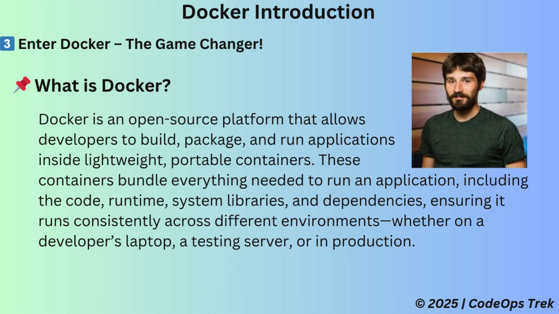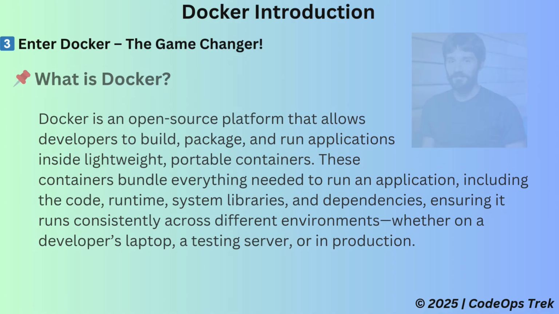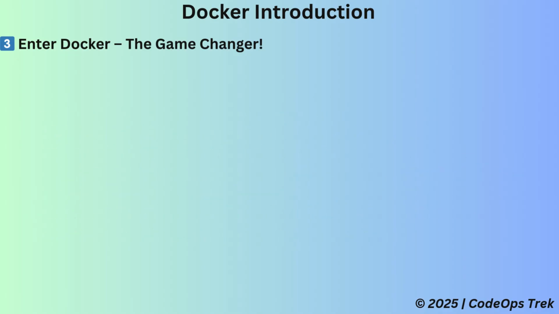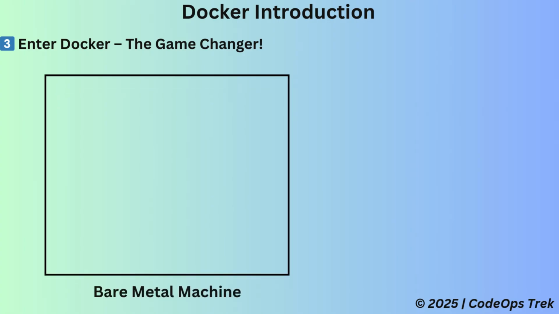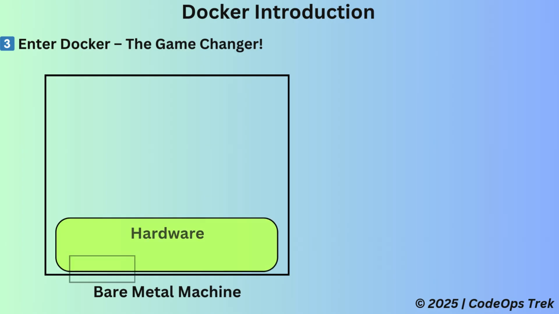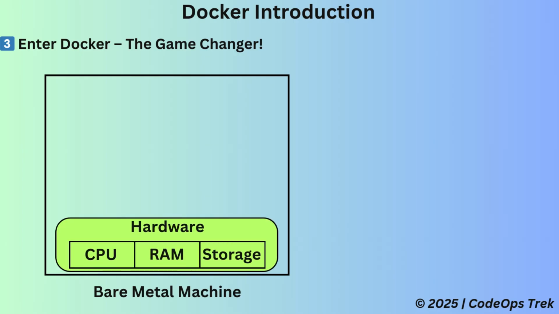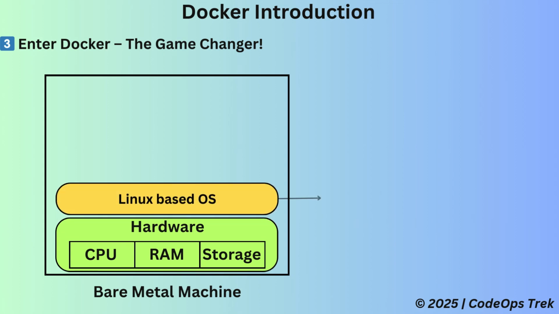Docker was originally created by Solomon Hykes in 2013 while working at a company called dotCloud. It started as an internal project but quickly gained massive popularity, revolutionizing the way applications are deployed and managed. Now let's see, how does Docker work? In a Docker-based setup, we still start with a bare metal server, a physical machine that provides the raw computing power. Inside a bare metal server, we have essential hardware components like CPU, RAM, and storage. On top of this hardware, we install a Linux-based operating system, like Ubuntu, CentOS, or Debian.